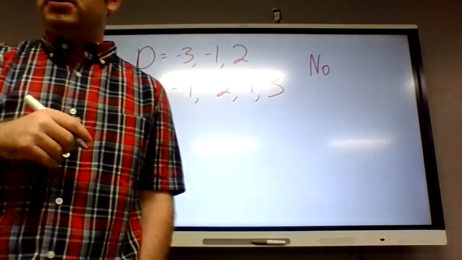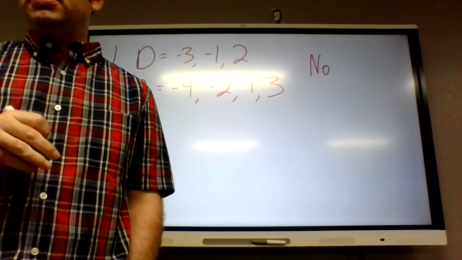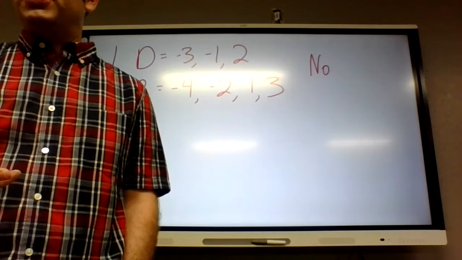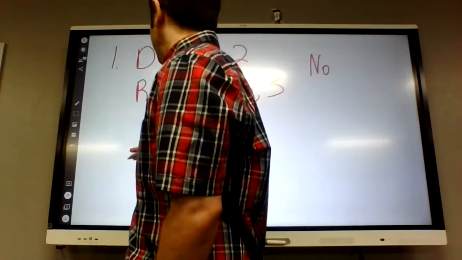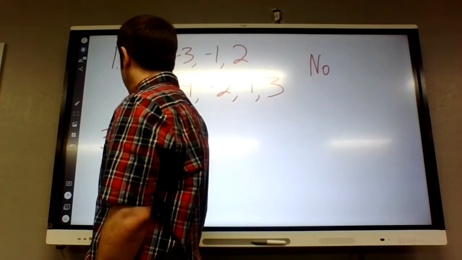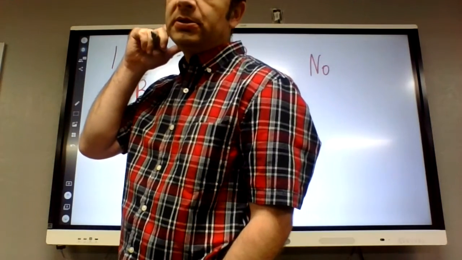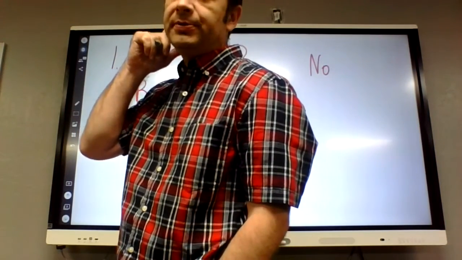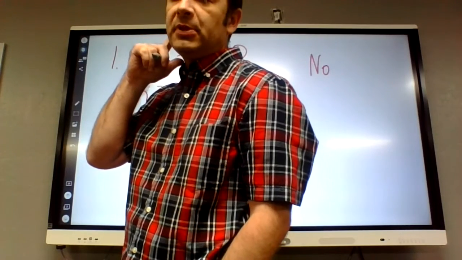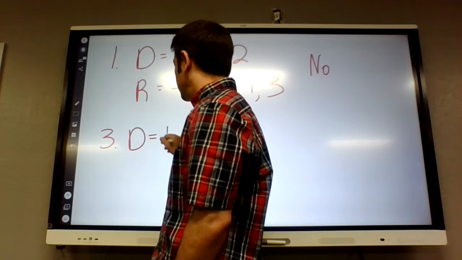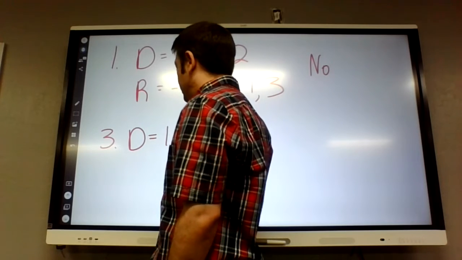Okay. Number 3. They didn't draw the graph for us. They just wrote them out as points. So this 3 is probably the easiest. What's the domain on 3? 2, 3, 1. Oh, you said 1, 2, 3, didn't you? Yeah, the order doesn't matter.